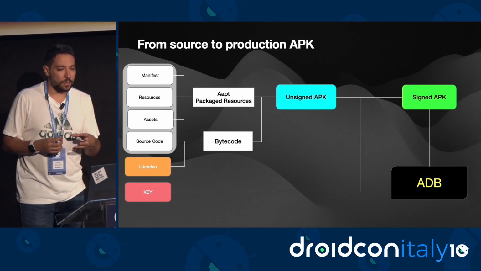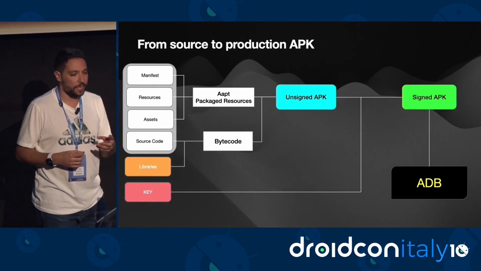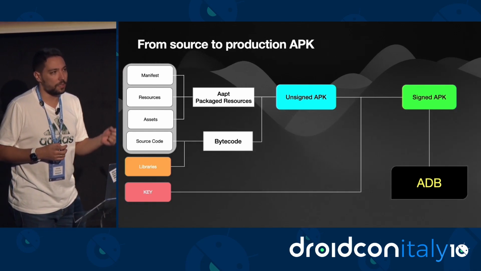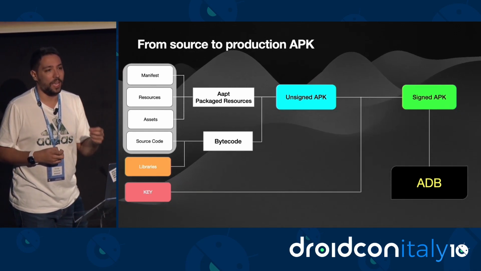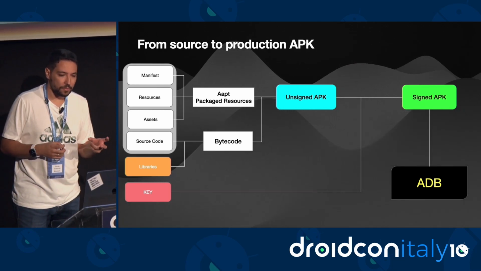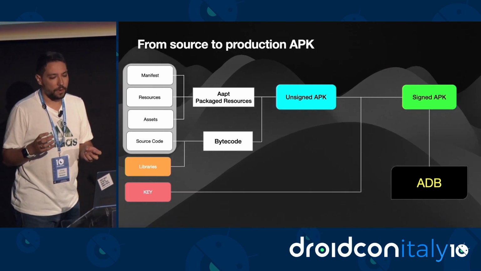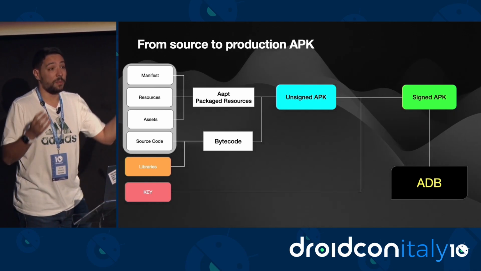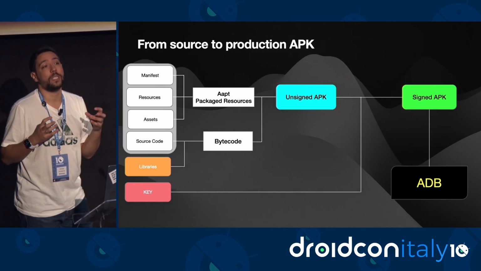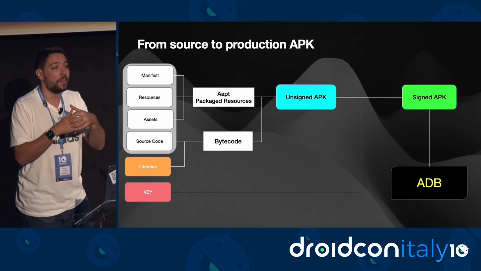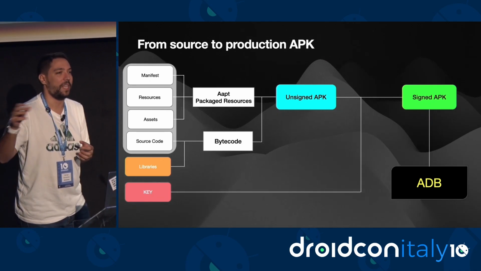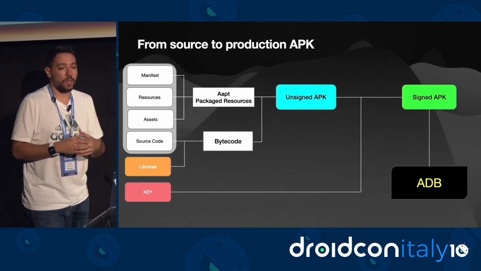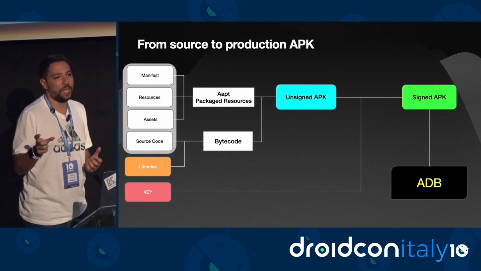So when you press build, the first step is that the manifest, the resources, and the assets are bundled together. And they're bundled into what's called the AAPT packaged resources file. Then this packaged resources file and the source code, which got compiled into bytecode now, get bundled again. And literally, when I say bundled, I mean they create a zip, and then they rename the zip into .apk. So there's nothing major happening there. But they are bundled together, and then we have an unsigned APK.